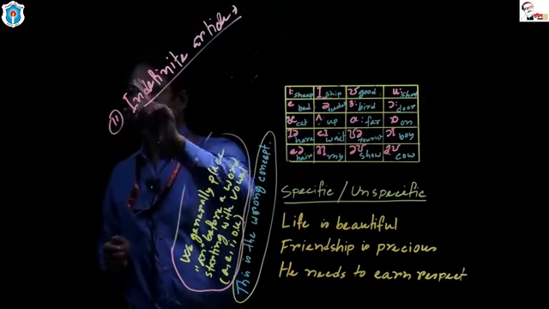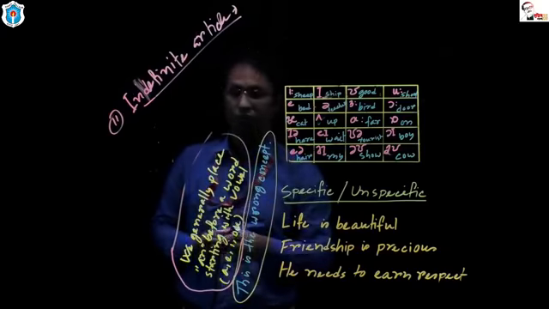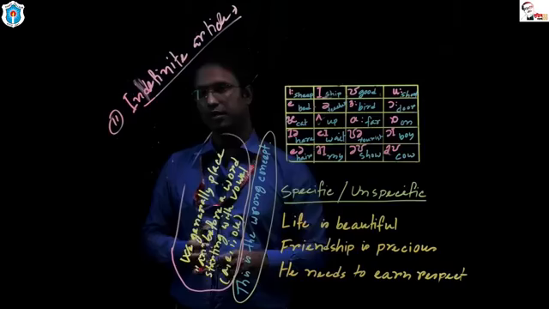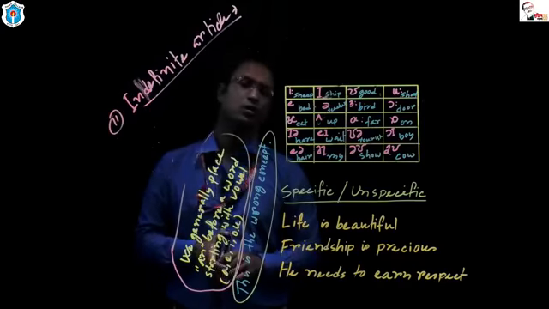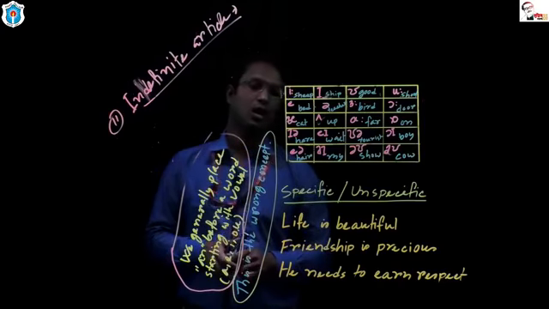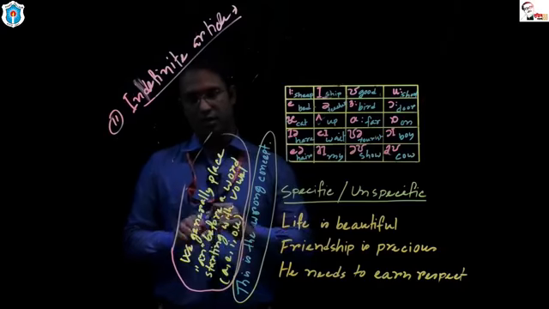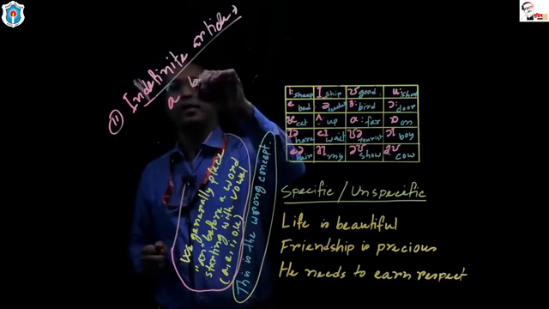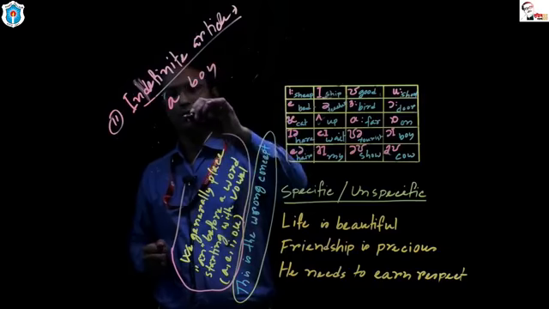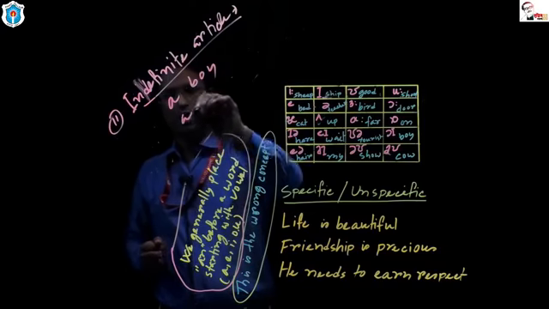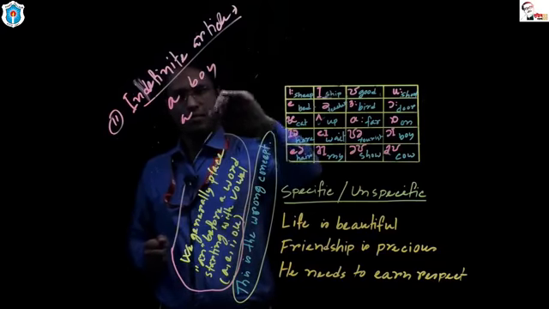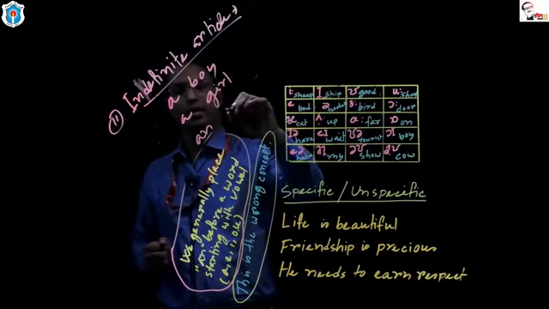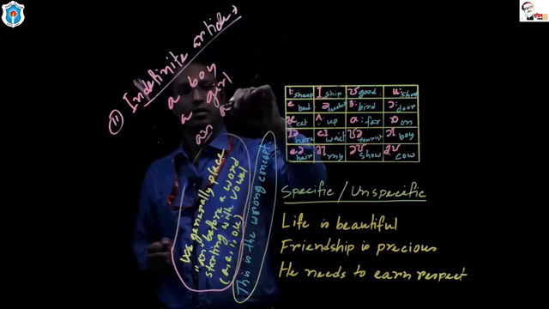Now we should know where we use indefinite article. Where do we use indefinite article? When something, or a noun, is unspecific, then we use indefinite article. How unspecific? Let's learn it through an example. Suppose a boy, a girl, an angel.